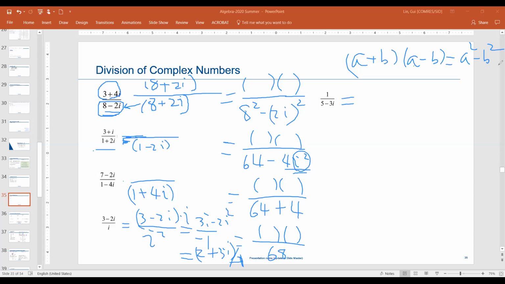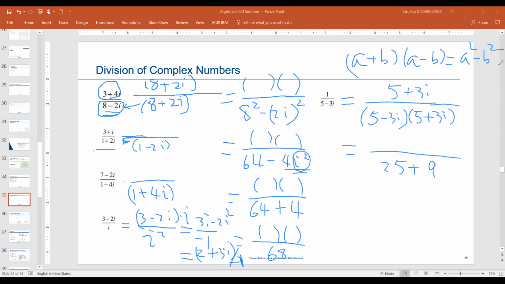For this part, what is the conjugate? The conjugate is 5 plus 3i. So here it becomes 25 minus 9i squared. Actually 9i squared becomes positive 9, so it becomes 34. So that's relatively easy for you guys. I think it is just additional information: just change i squared into -1, right?